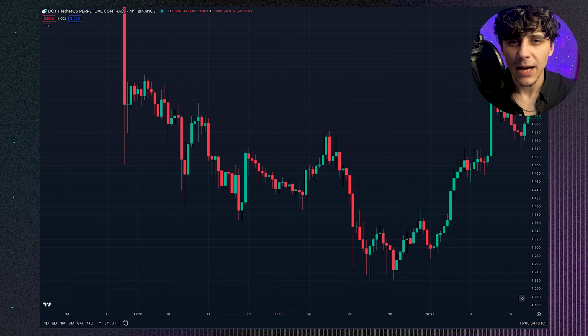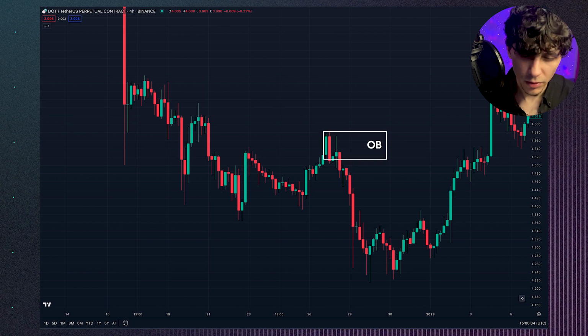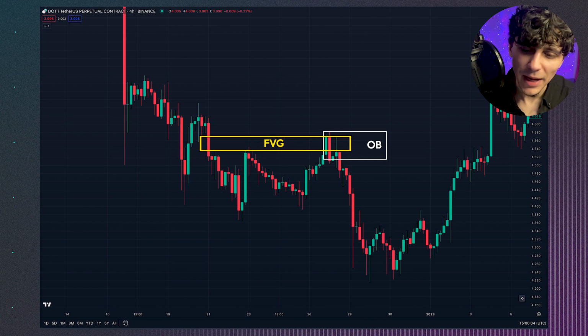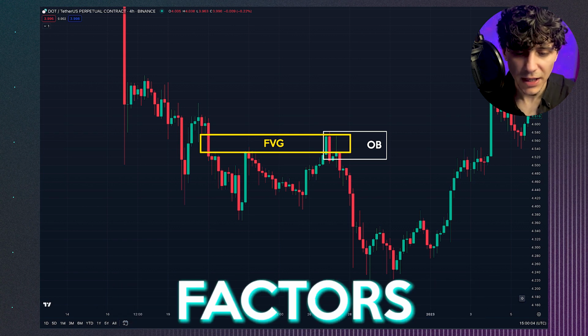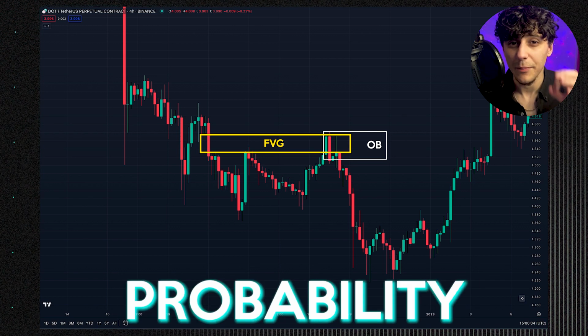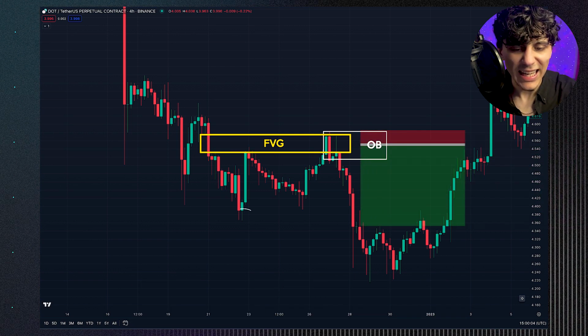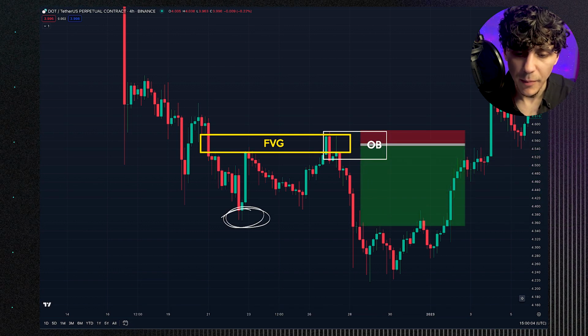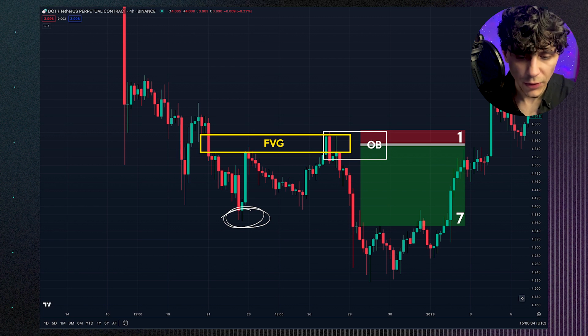The next example is on Polkadot's chart. We have the 4-hour time frame. The order block was created when the imbalance was completely filled. This is an excellent combination of factors that drastically increases the probability of a successful trade. Our target is to take these lows. The stop is set above the order block. We target the previously marked lows. The risk and reward ratio is 1:7.